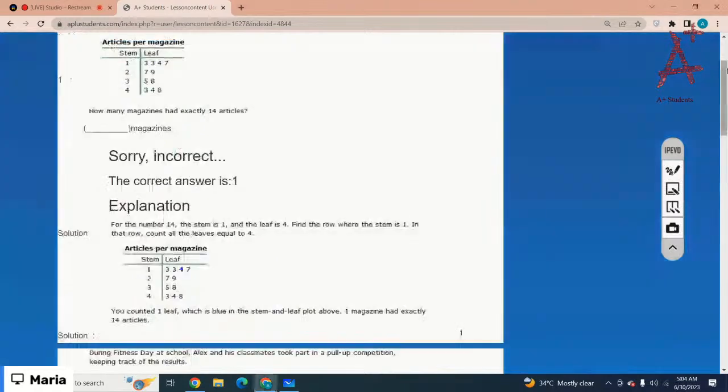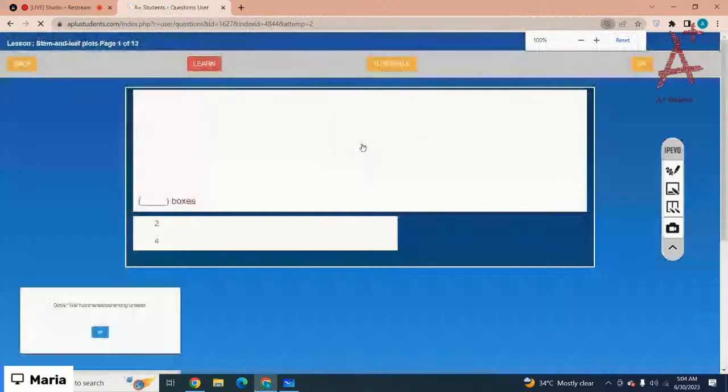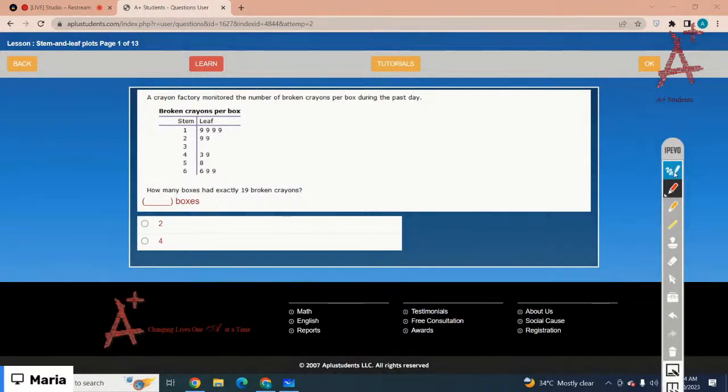Let's just start with the test questions. Okay, a crayon factory monitored the number of broken crayons per box the past day. How many boxes had exactly 19 broken crayons? So you have to see 19 broken crayons. You have to go to stem 1 and see how many times the leaf 9 appears. You have stem 1 here. So leaf 9 is 1, 2, 3, 4. That means 4 boxes have exactly 19 broken crayons. Got it? So the correct option is 4.